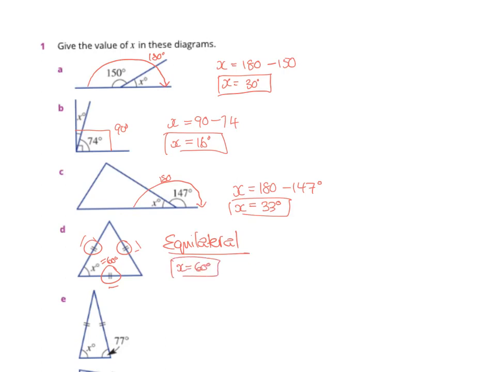All right, so this one is the isosceles, isn't it? Yeah? And we said that these two have to equal the same. So they would both be 77. So you can say x equals 77 degrees.